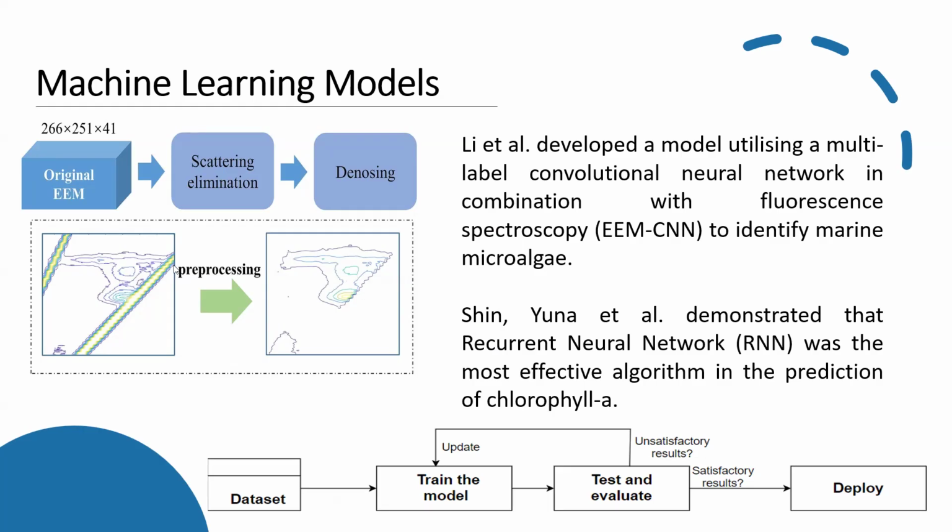Developed a model utilizing a multi-label convolutional neural network in combination with fluorescence spectroscopy to identify marine microalgae. The authors highlighted the potential of CNN as a promising tool for the precise identification of marine algae. Similarly, Shin et al. demonstrated that recurrent neural network was the most effective algorithm in the prediction of chlorophyll A when compared to linear regression models. Overall, neural network models can effectively extract spectral features for fast and accurate identification of fluorescent substances.